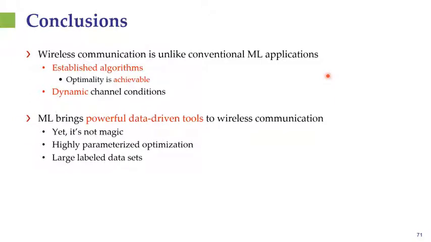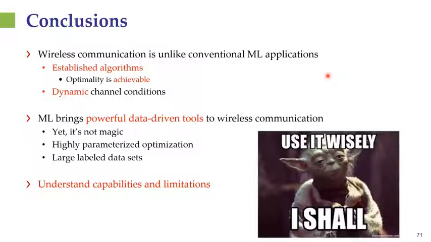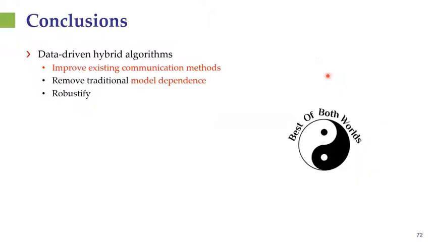Now, we know that machine learning brings powerful data-driven tools which can facilitate and improve existing wireless communication algorithms. Yet, machine learning is not magic. At the end of the day, it's highly parameterized optimization, which typically requires a large labeled dataset. As Yoda says, use it wisely. It's not just plug and play; we need to understand how to use it and how to combine it with existing knowledge, taking into account its capabilities and its limitations.